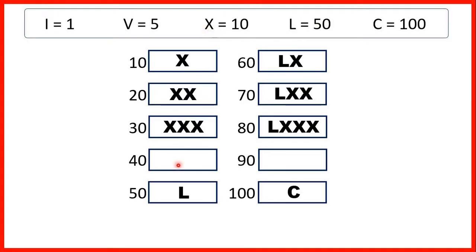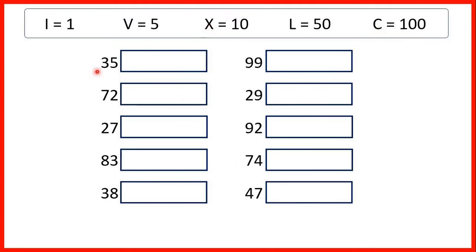Now 40, they couldn't write 4 X's because with Roman numerals you can only have 3 at most of the same letter next to each other. So they thought of 40 as being 10 before 50. 40 is 10 less than 50, so they wrote X before L. Then for 90, they thought of that as being 10 before 100. 10 less than 100 is 90, so they wrote X before C.